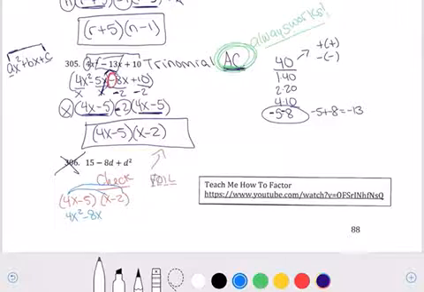Next I have I, which stands for inner. My two inner terms are negative 5 and positive x. Negative 5 times x is just negative 5x. That takes care of my inner. And then last is your two last terms in both sets of parentheses. Negative 5 times negative 2 is going to get me a plus 10, and that takes care of my last.